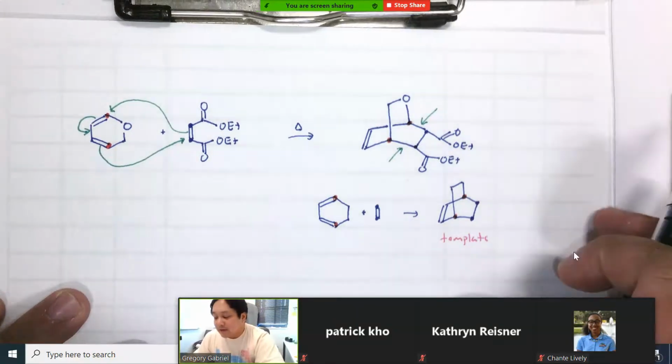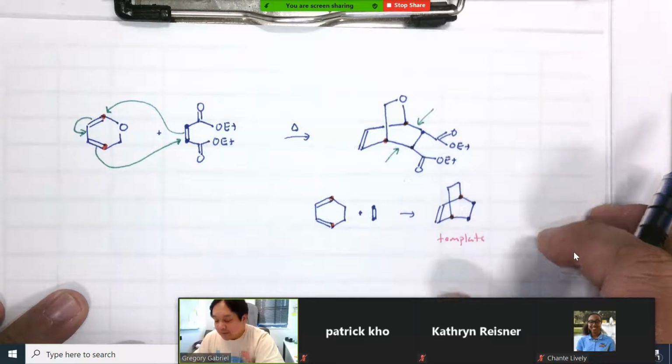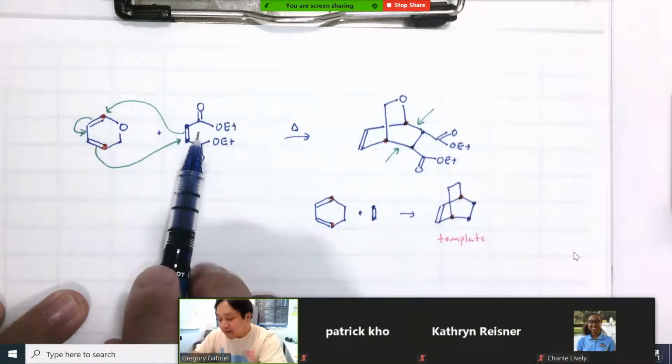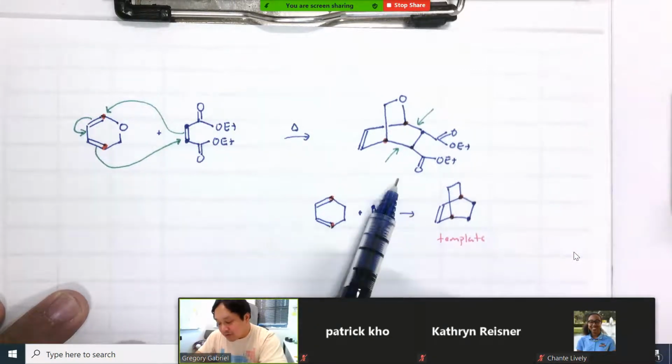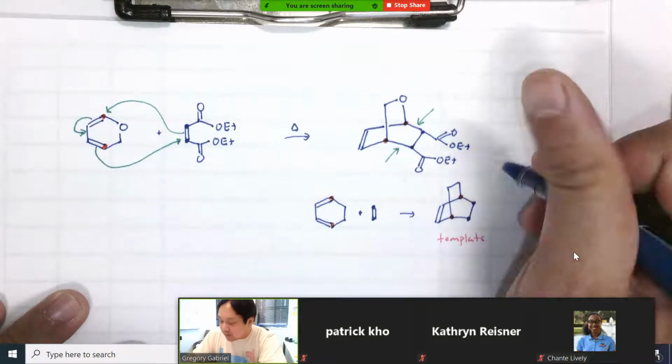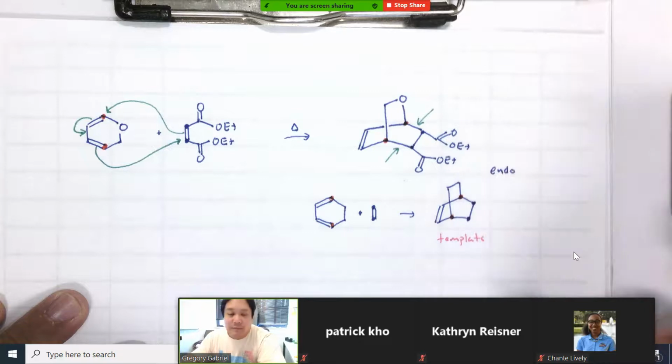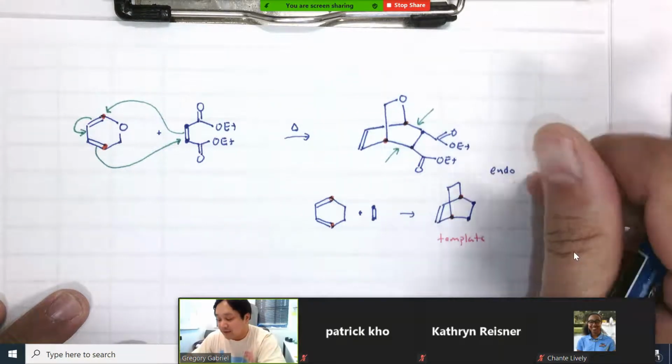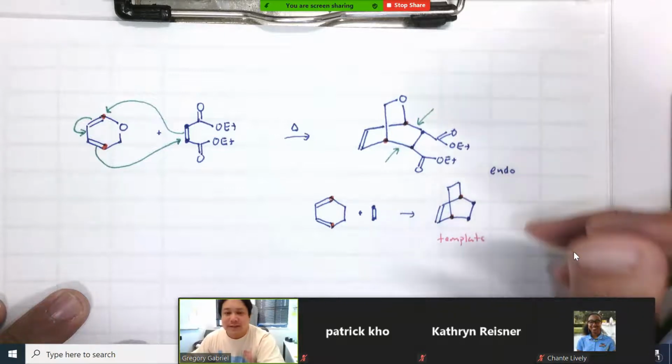I may ask you, did you draw the endo or the exo? See, these are on the same side. So either they're both going to be under the bridge, or they're both going to be over the bridge. When they're both under the bridge, you call it endo. And endo is actually the major product. Okay, major product. How do I represent that, though?